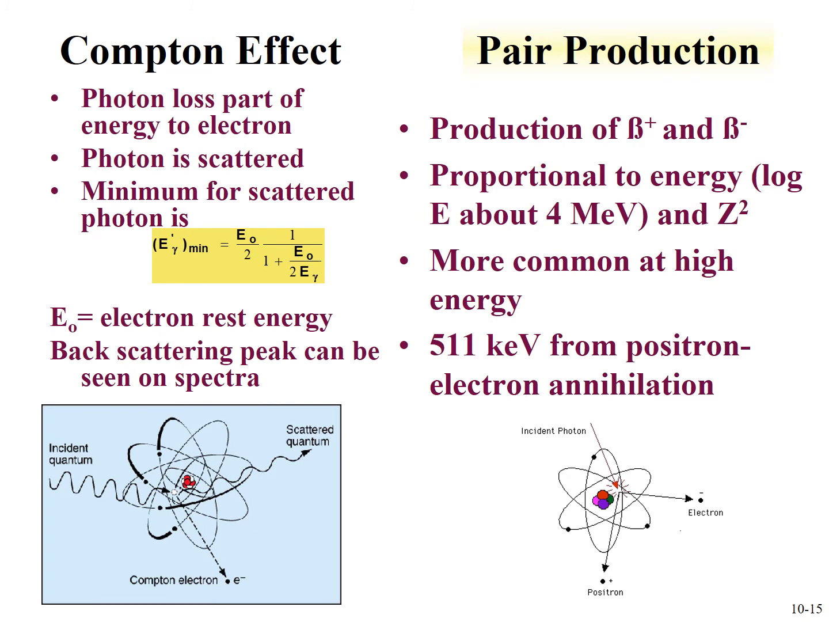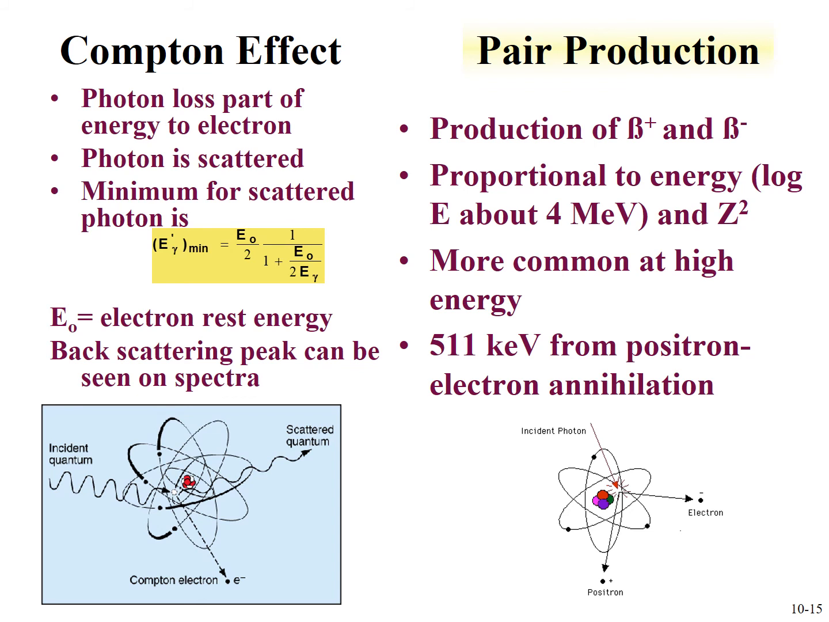There's two other effects. One is the Compton effect, as opposed to the photoelectric effect. In the Compton effect, the photon just loses part of its energy to an electron. The photon is scattered. And there's an equation that describes the minimum scattered photon energy, shown here. It's just equal to 1 divided by 1 plus the energy times twice the photon energy, where this electron rest energy is the E naught.